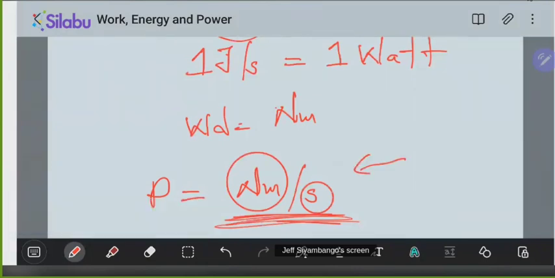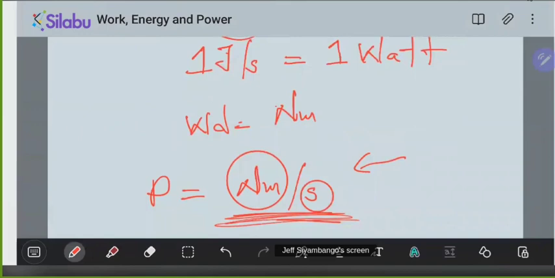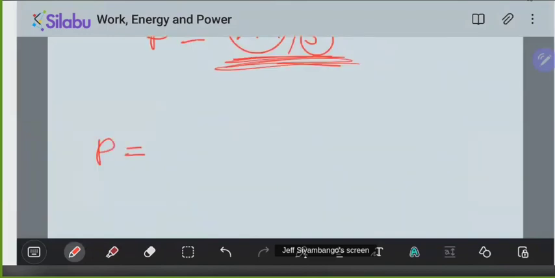Okay, now let's go back to the definition of power. We said power is equal to work done over time. But what is work done? Well, work done is just force times distance. To be specific, we defined work done as the product of the force times the distance moved in the direction of the force.